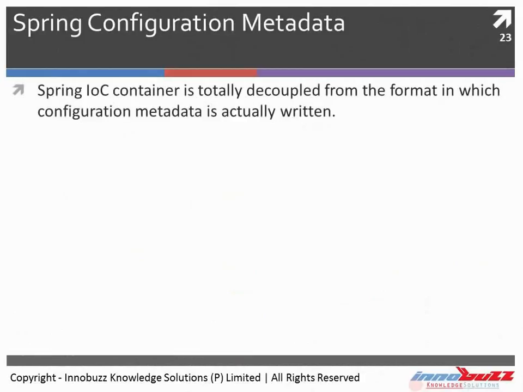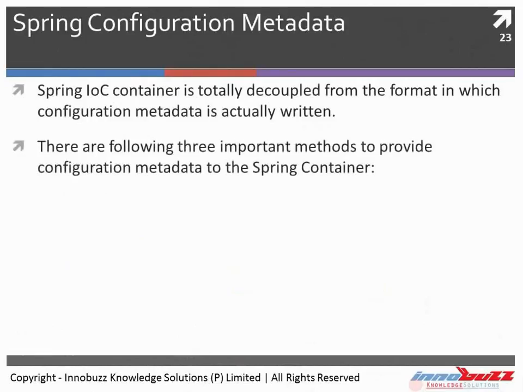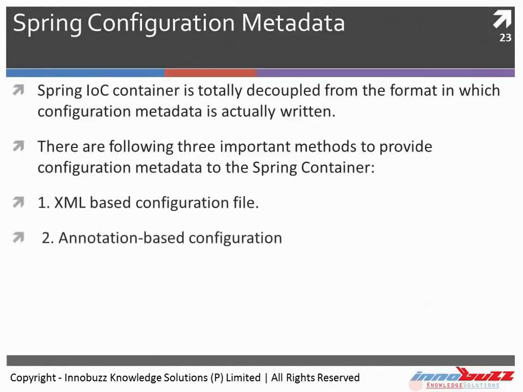The Spring IOC container is totally decoupled from the format in which configuration metadata is actually written. So there are the following three important methods to provide configuration metadata to the Spring container. We have XML-based configuration file, annotation-based configuration, and finally Java-based configuration.